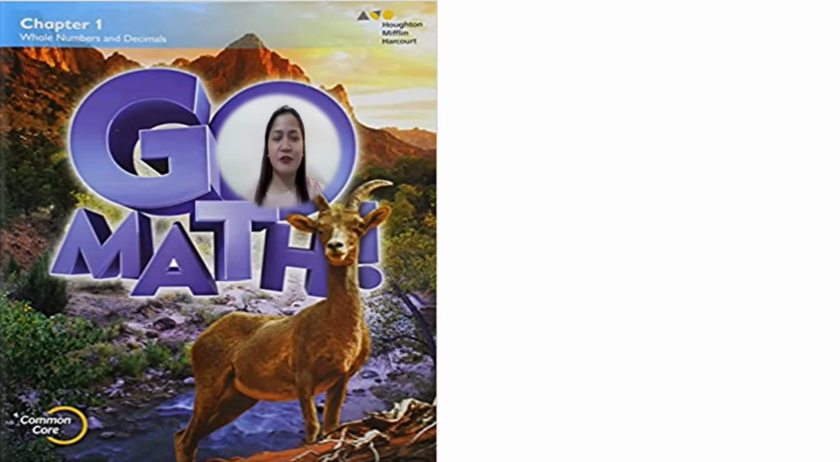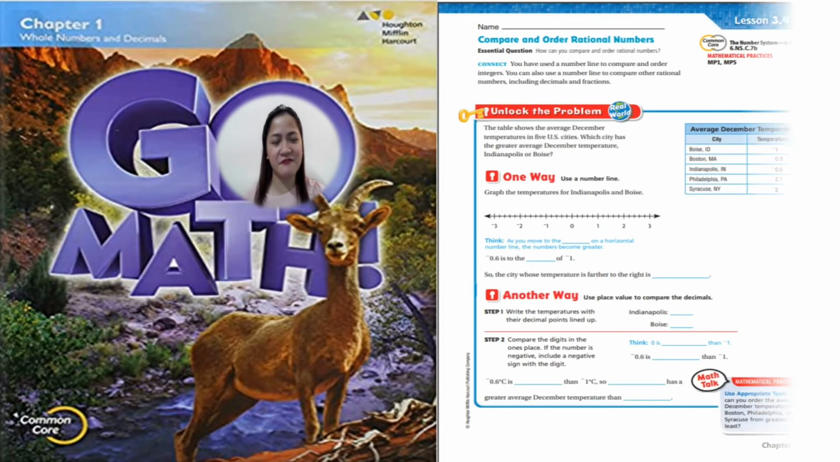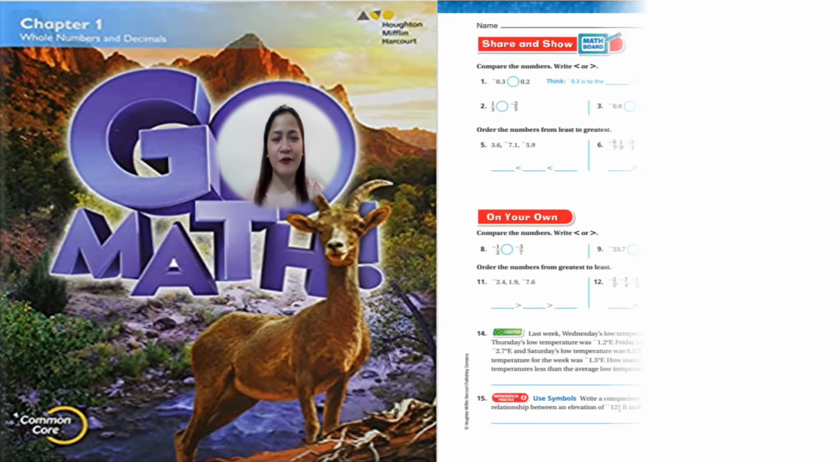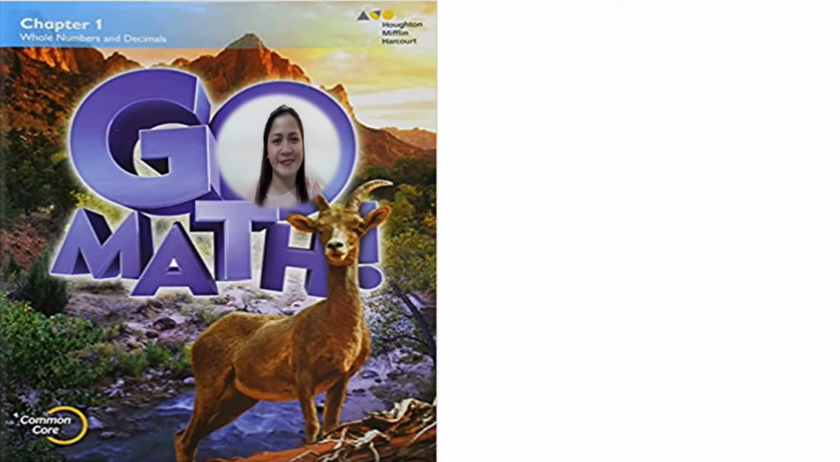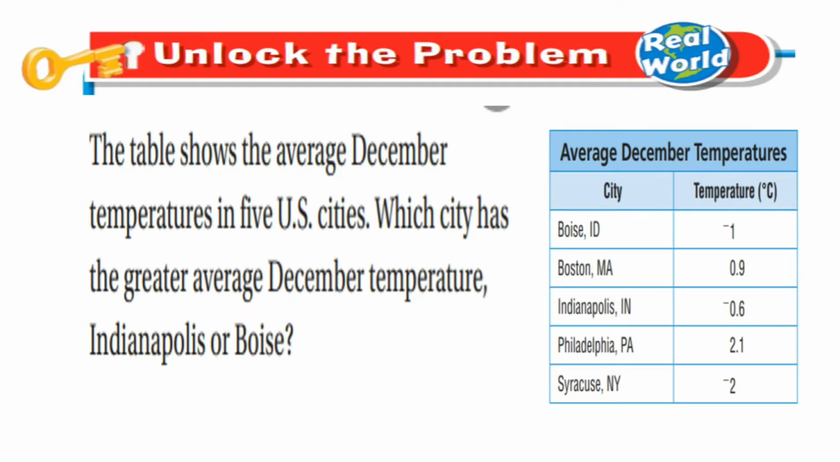Now it's time to get your math book. Open on pages 157 to 159. Compare and order rational numbers. The table shows the average December temperatures in 5 U.S. cities. Which city has the greater average December temperature, Indianapolis or Boise?